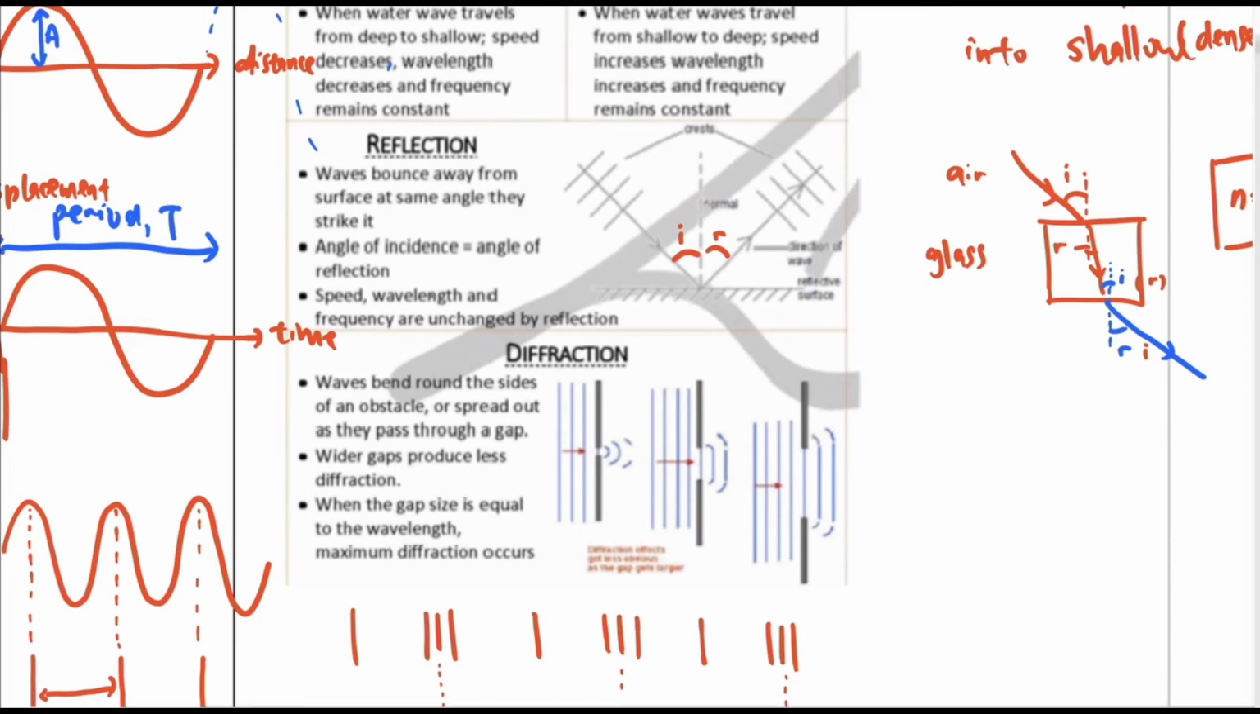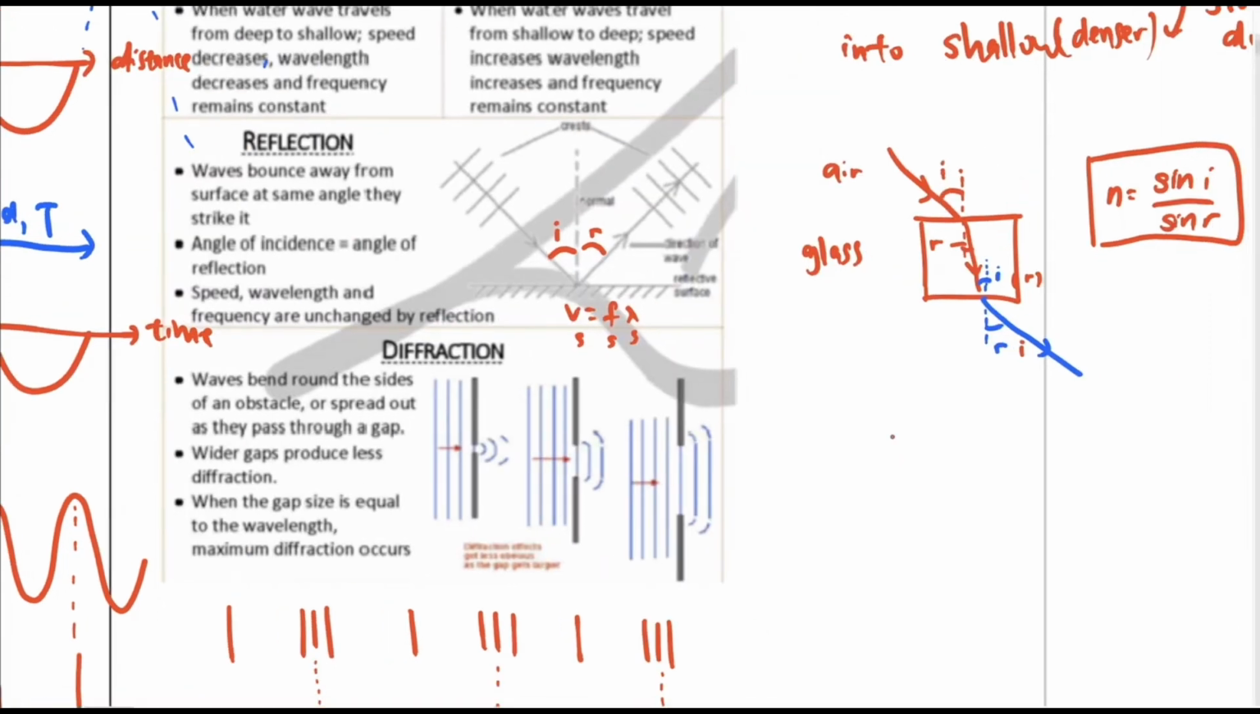Speed, wavelength, and frequency are unchanged by reflection. So you have v equals f lambda. Same, and same. The only thing that changed is the direction. The direction of the wave changes from going down to going up. Direction change. Other than direction, we have speed, wavelength, frequency, all same. Angle also same. Okay, so maybe I should put it in a table.